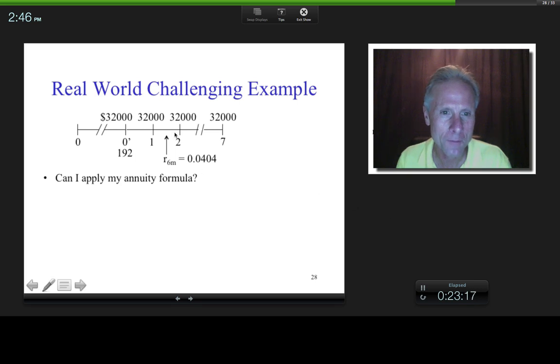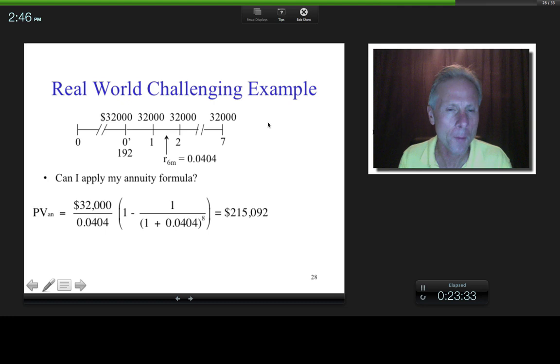So now that we have that, these are 6-month periods. I've got my effective 6-month rate. Is this an annuity right here, all those 32,000s? It is, right? So can I apply my annuity formula? Sure. So if I pop in my annuity formula, again, 32,000 is my C. These are 6-month periods, so I'm working with an effective 6-month rate. How many of these 32,000 do I have? I have 8 of them, right? So I'm putting an 8 right here to represent the number of cash flows. And I'd get about 215,000.